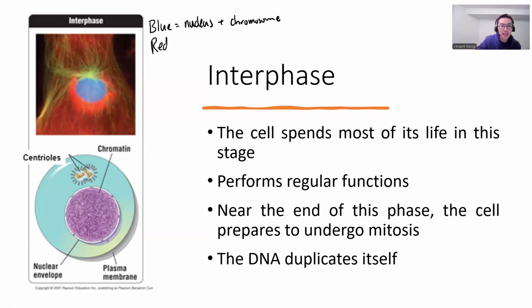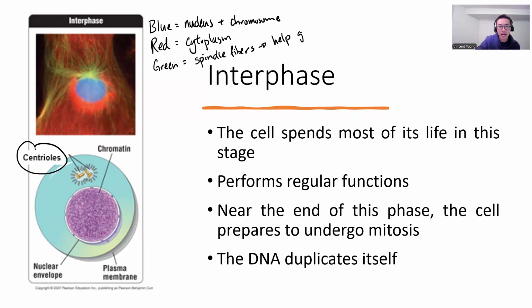The red is just the general location of the cell, the cytoplasm, if you would. And then the greenish, yellowish stuff, that's the spindle fibers. We learned about spindle fibers in lecture 3, I believe. These are basically cytoskeleton that are created by these centrioles, and the spindle fibers will help guide chromosome movements.